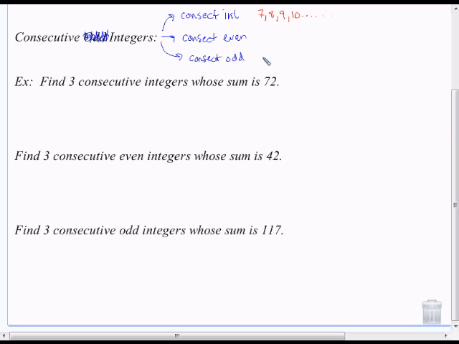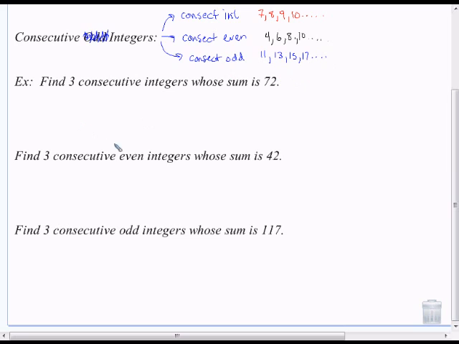Consecutive even integers: if I pick any number, 4, it has to be even because I said even. 4, 6, 8, 10, etc. And then consecutive odd is going to be, say I pick 11: 11, 13, 15, 17, etc.